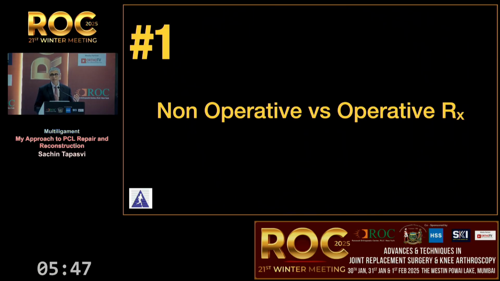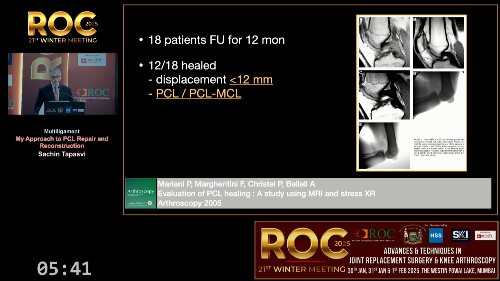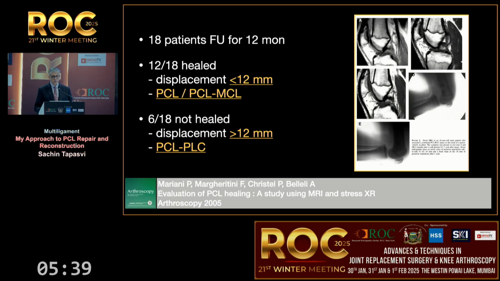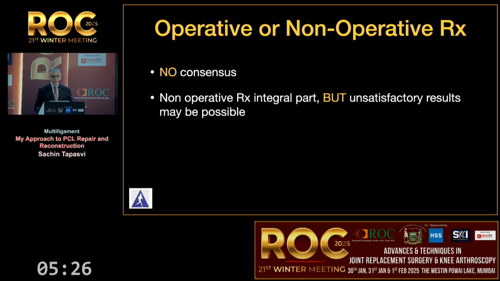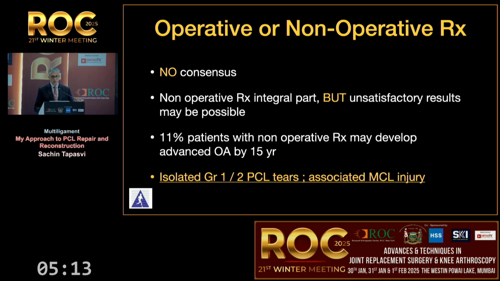So I'm going to discuss PCL injuries on 5 points, starting with whether we should do surgery or not. Let's look at some data, again comparing non-operative versus operative treatment. What it shows is that if you have significant laxity and displacement on a side to side which is more than 12 millimeters, it's really important that we fix them because they are more likely to not heal. So again, operative or non-operative, there's no strong consensus, but we know very well that those PCL tears which show more than 8 to 10 millimeters of displacement are the ones that require surgery.